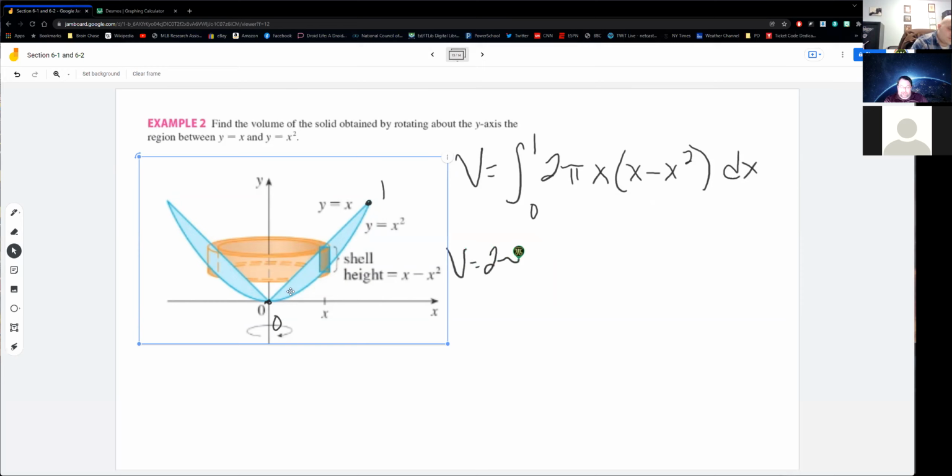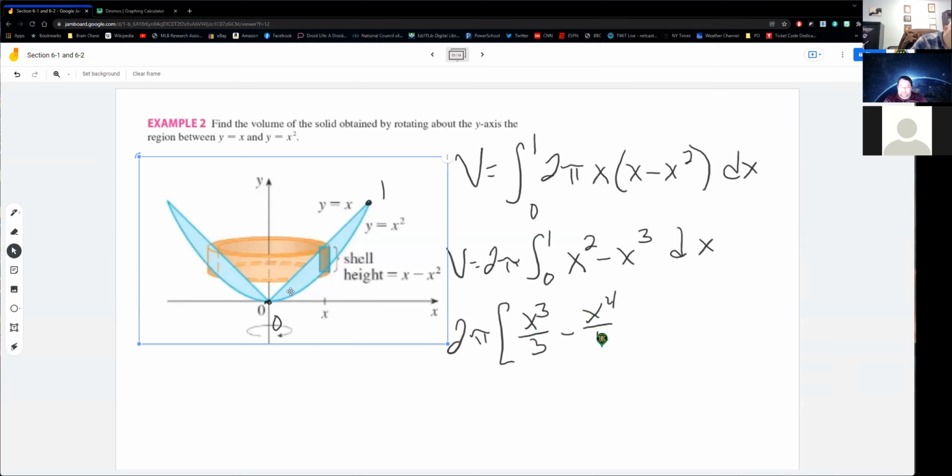So I'll pull out the 2 pi. It's going to go from 0 to 1 of x squared minus x to the third. So x to the third over 3 minus x to the fourth over 4, from 0 to 1. So this was 1/3 and 1/4. So I end up getting pi over 6.